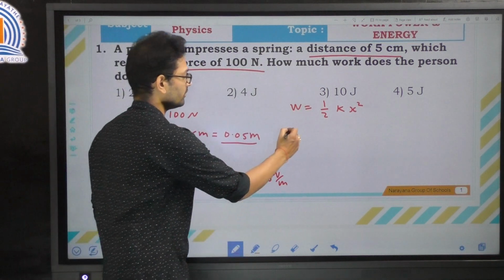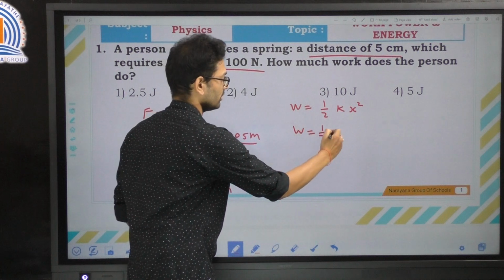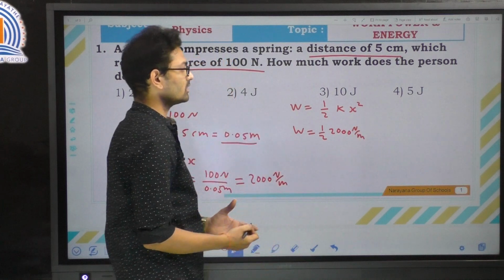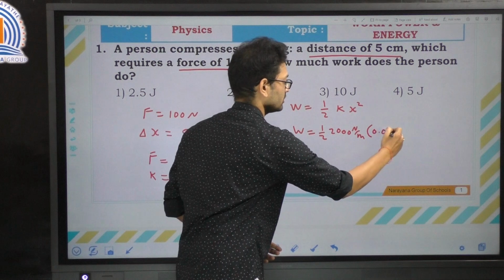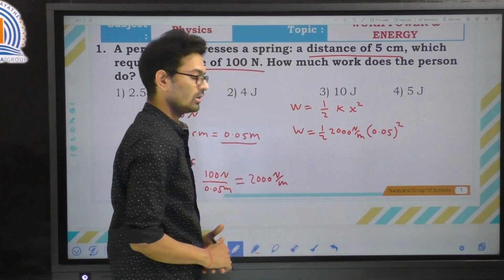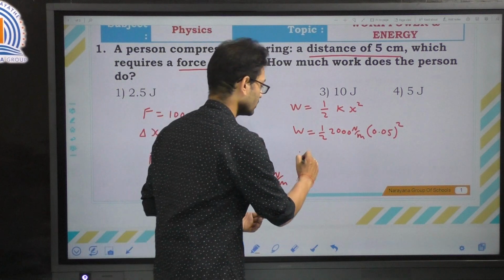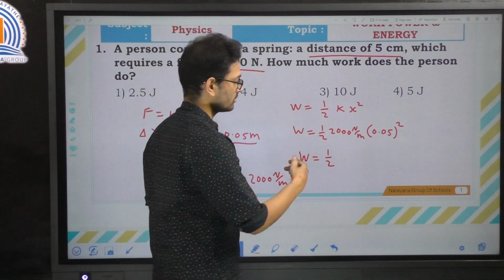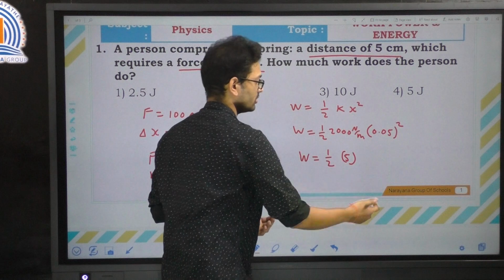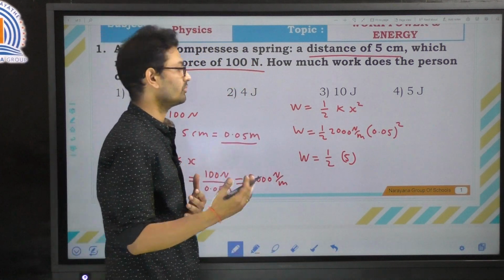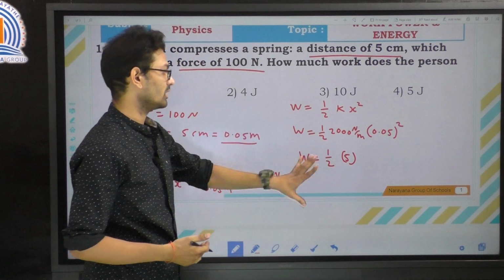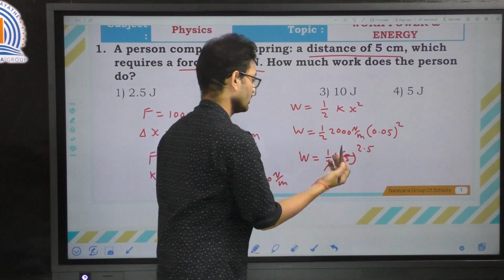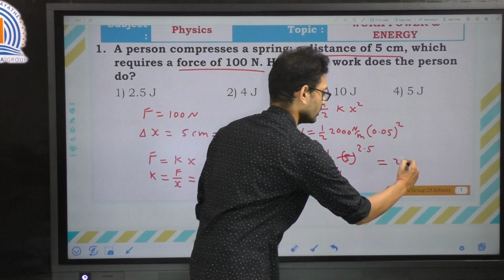So when you apply that over here, your work done is going to be equal to half into 2000 Newton per meter into x square, which is 0.05 whole square. If you solve this, you are going to get W is equals to 1 by 2, because 0.05 square is going to be 0.0025, and this into 2000 is going to be 5. So half of 5 is 2.5. So your work done over here is going to be 2.5.